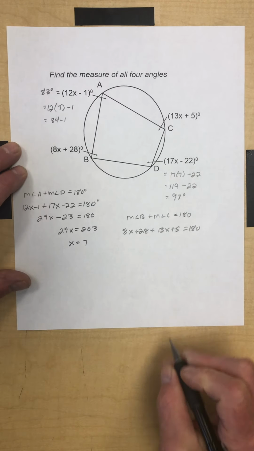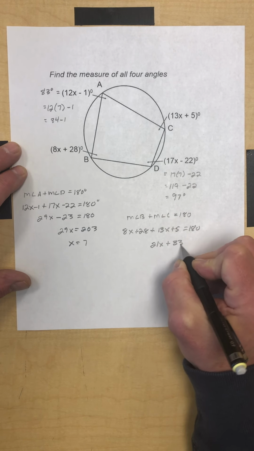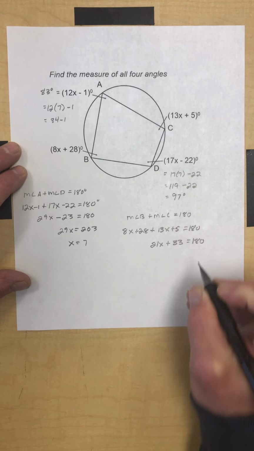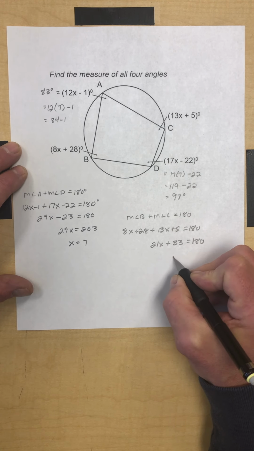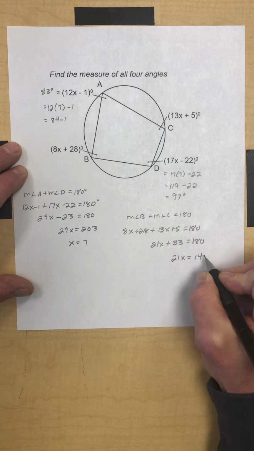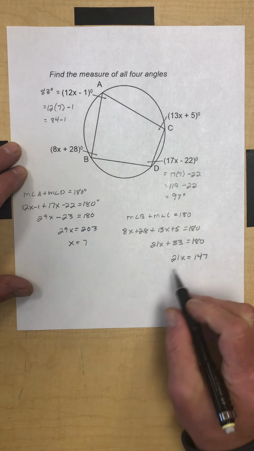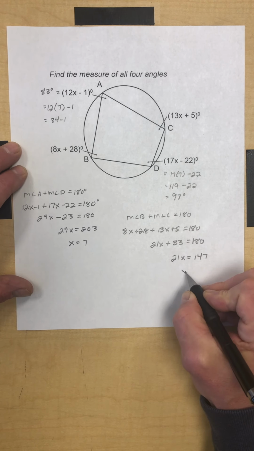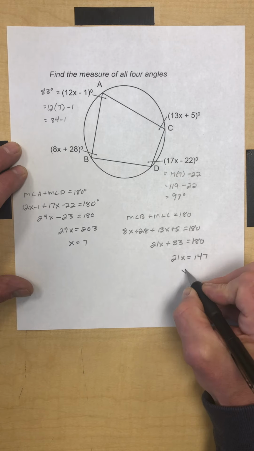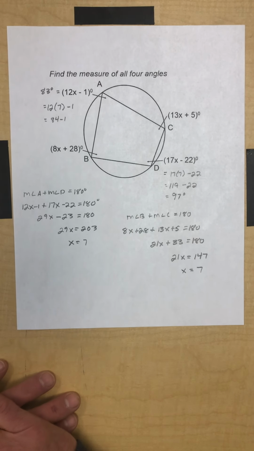We collect similar terms, and I'm going to get 21x plus 33 equals 180. Subtracting 33 from both sides, I get 21x equals 147. Let's make sure. 180 minus 33, good, 147. And when I divide by 21, x equals 7. So we're in good shape.